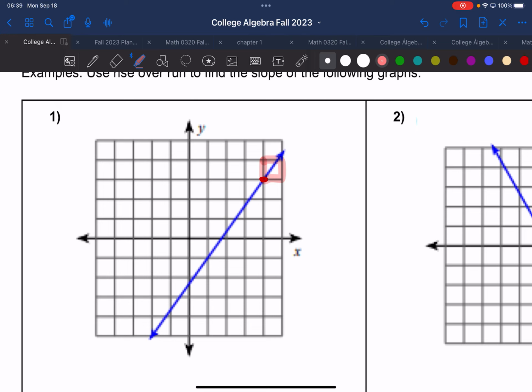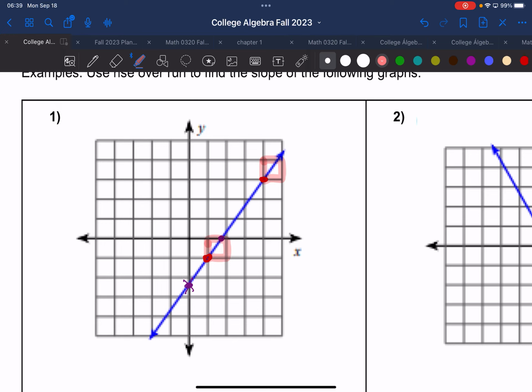Okay. Would this point be considered a perfect point? No, because it's not in a corner. Okay, so we couldn't use that one. So not that one. What about this one? No. Good. So it has to be in that perfect corner. So a good one to use would be this one. Because looking at our grid, it's in a perfect corner.